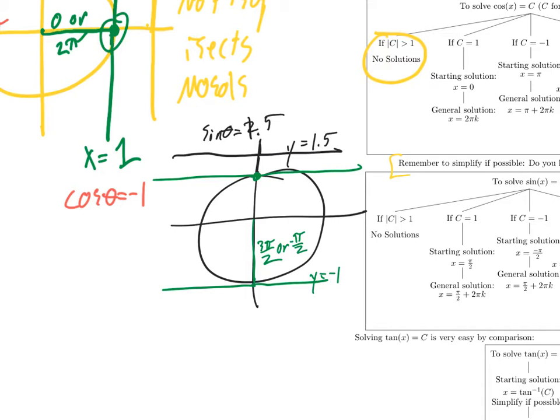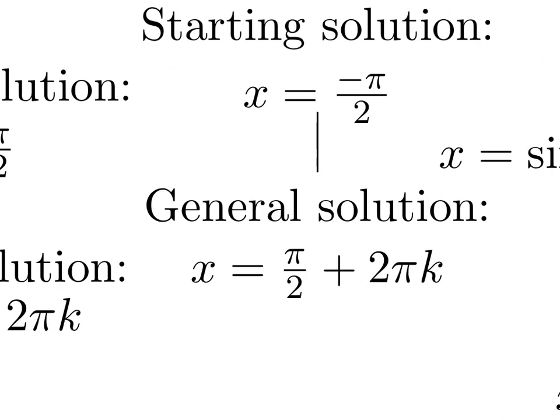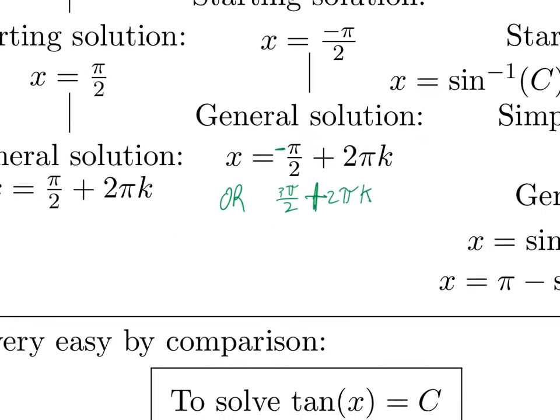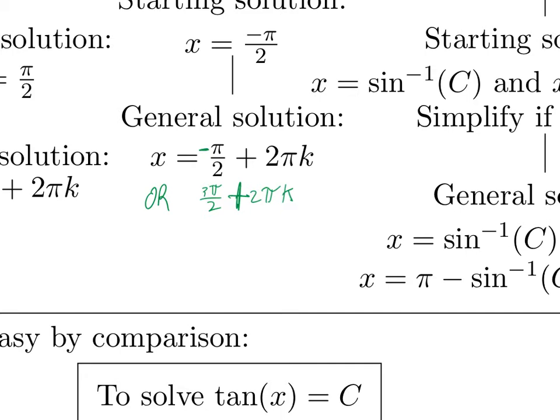So your starting solution will then be negative pi over 2 plus 2 pi k. That will be fixed in the online version. Or, of course, if you prefer, 3 pi over 2 plus 2 pi k. You'll get the same family of solutions out of that. So let's just check that really quickly, because those are both reasonable solutions to write down. Let's write down what some of them would be.